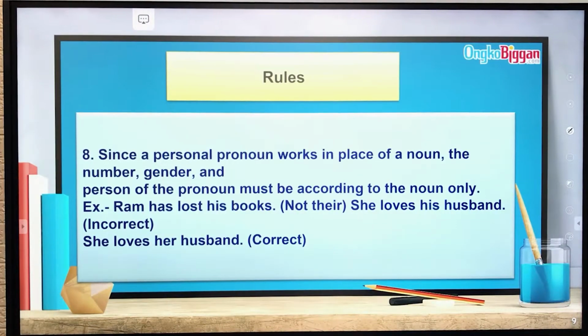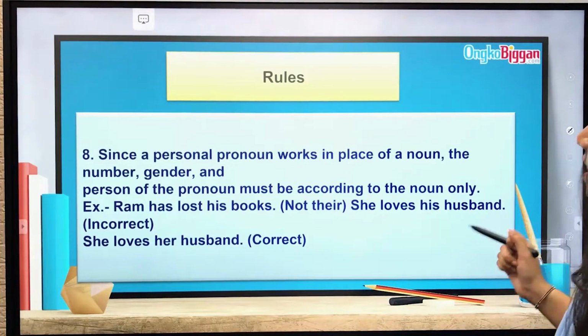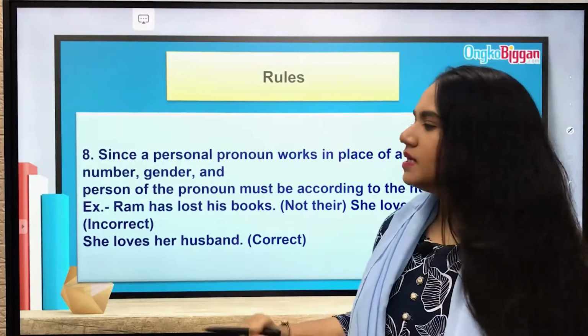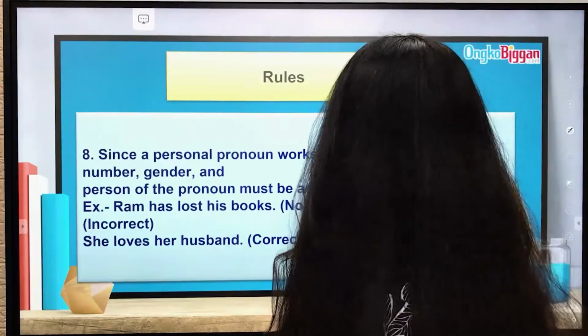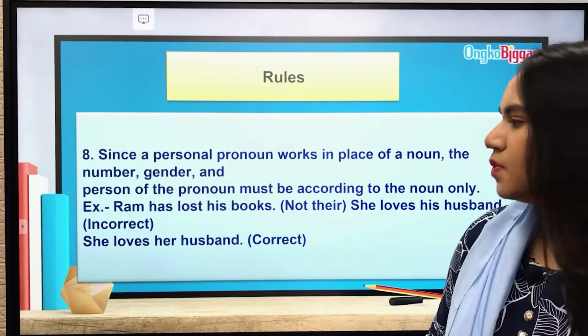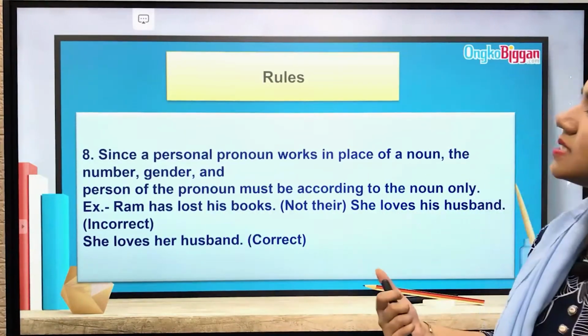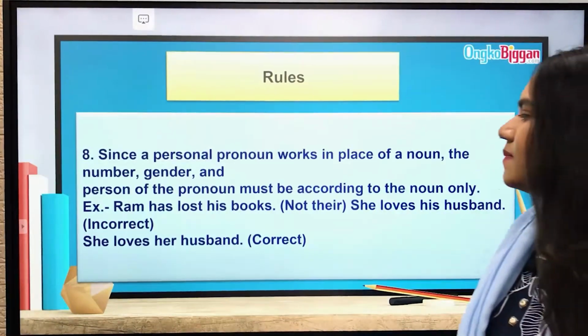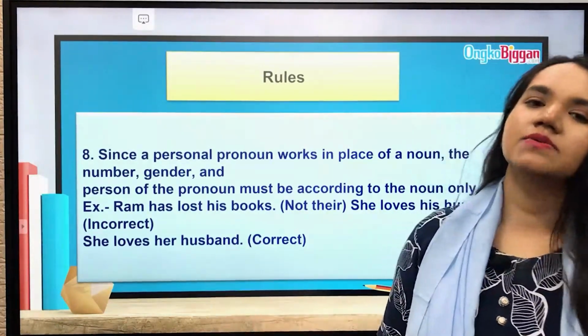Rule number 8 says that since a personal pronoun works in the place of a noun, the number, gender and the person of the pronoun must be according to the noun only. What does this mean? Like Ram has lost his books. So Ram has lost his books. In this case, this is fine. If I say Ram has lost their books, this will be incorrect.